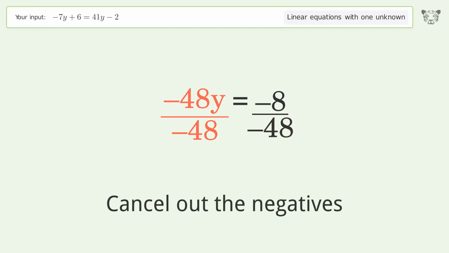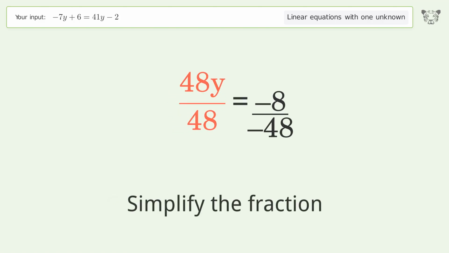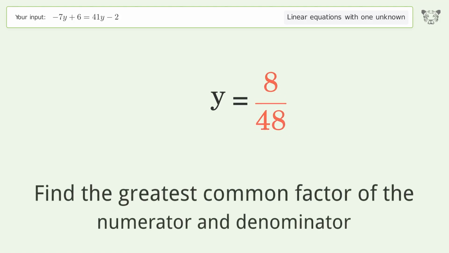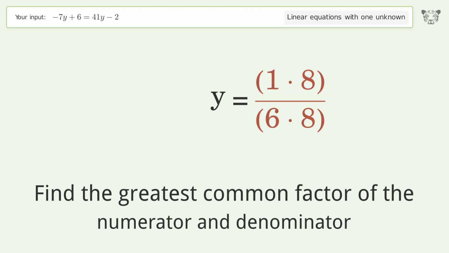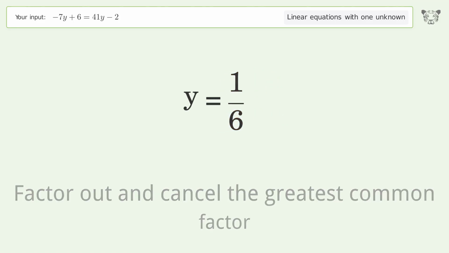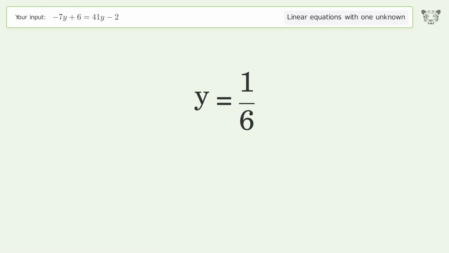Cancel out the negatives. Simplify the fraction. Cancel out the negatives. Find the greatest common factor of the numerator and denominator. Factor out and cancel the greatest common factor. And so the final result is y equals 1/6.